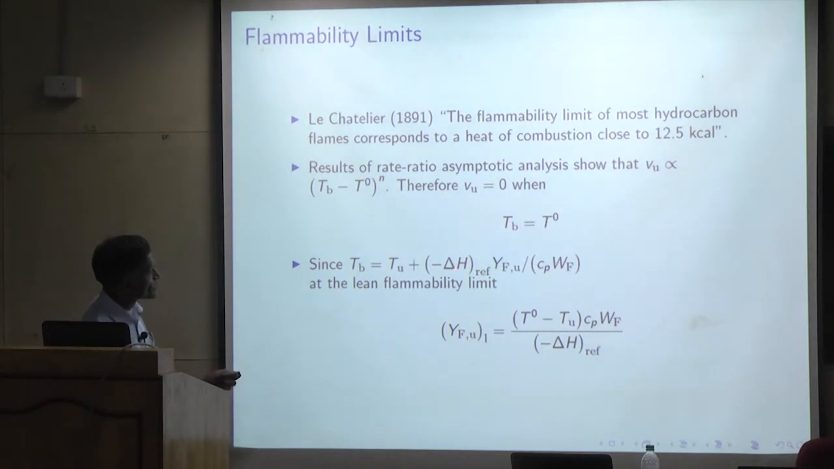So now what I do is I simply calculate a mass fraction of fuel, which gives me an adiabatic temperature TB, which is equal to T naught. So you put T naught over here. So this is the TB. This is the adiabatic temperature, okay? So if you put T naught over here, calculate YFU, that's what you get here, okay? So this is the mass fraction of fuel at which the flammability limit must exist, okay?